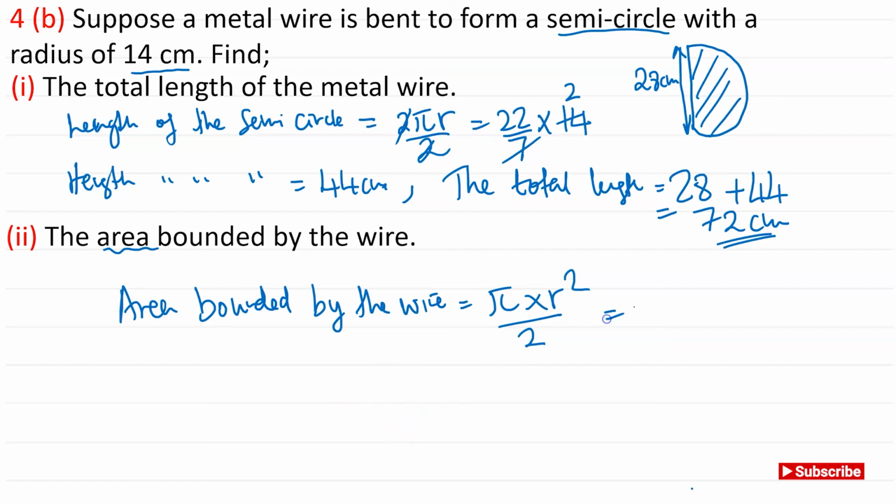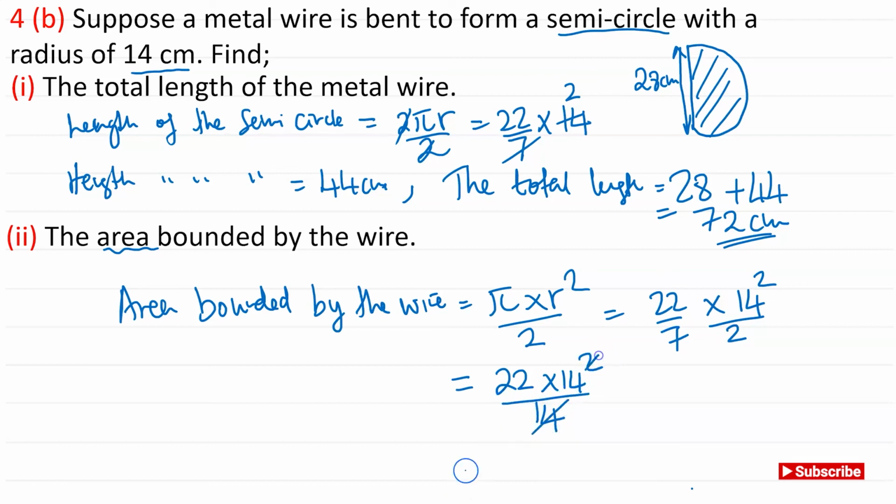So then we can do pi as 22/7 times r squared. The radius is 14, and then it's squared, and then we need to divide that by 2. I'll just continue over here. So I now have 22 times 14 squared. Now 7 times 2 will give me 14. This 14 and that one will go, and then now I have 308 centimeters squared, and this is the area bounded by the wire, guys.